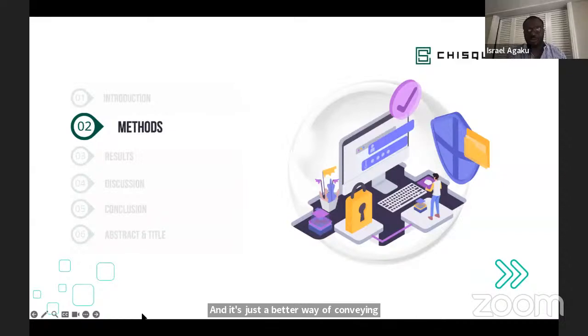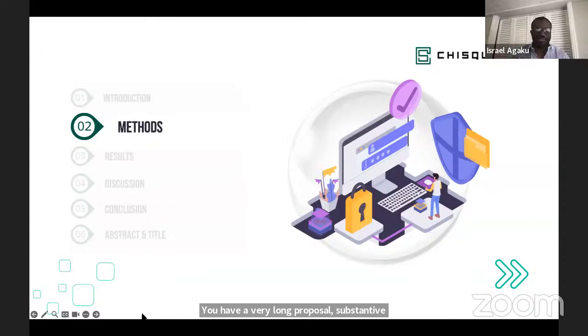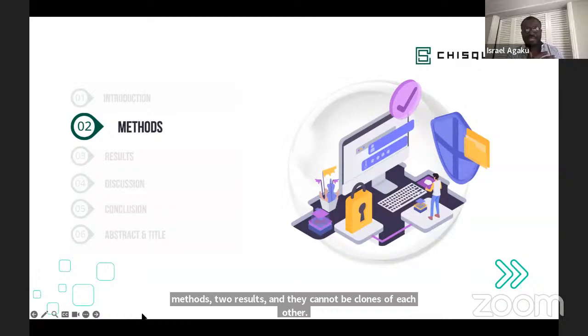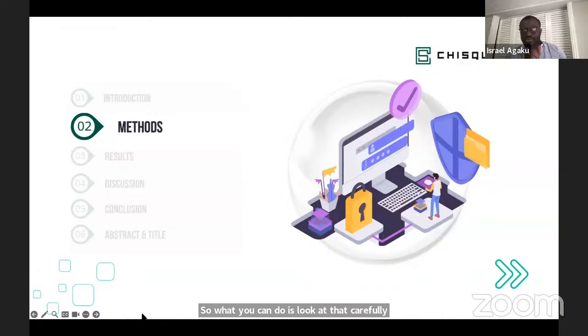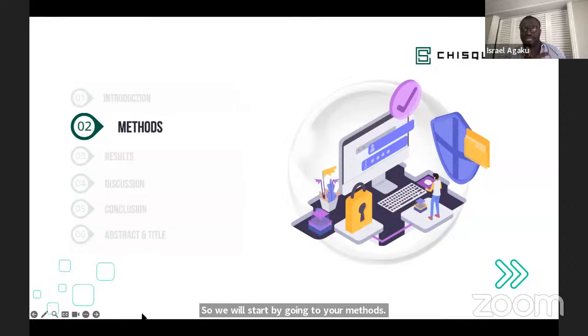Now, regarding your second question, you have a very long proposal, substantive work, and you want to write 2 manuscripts. Well, yes, 2 manuscripts means you're going to have 2 introductions, 2 methods, 2 results, and they cannot be clones of each other. So what you can do is look carefully at the research question. You will start by going to your methods. Look at the methods very carefully and see where there are substantive areas.